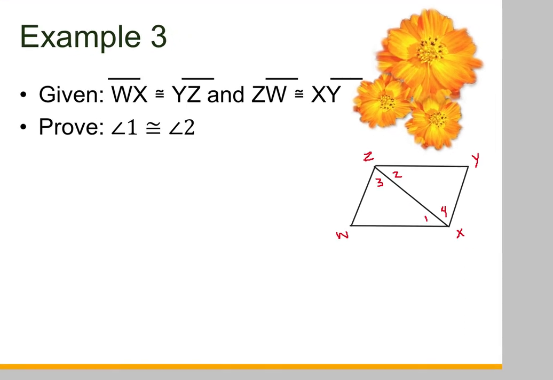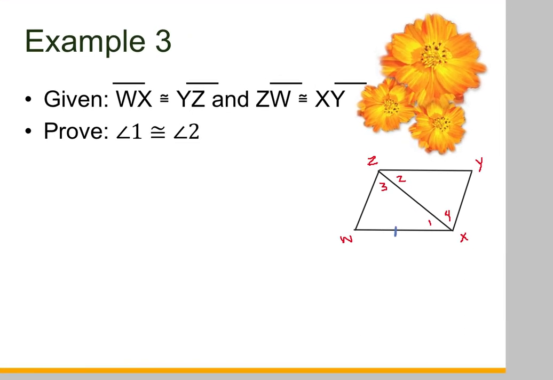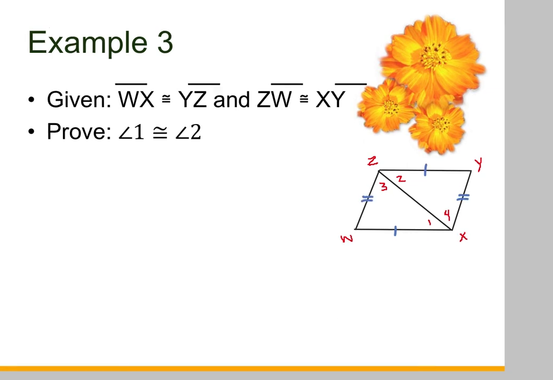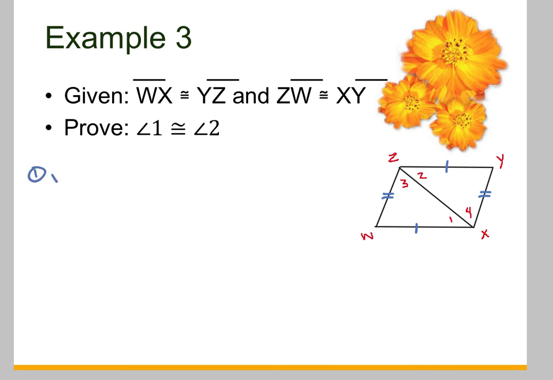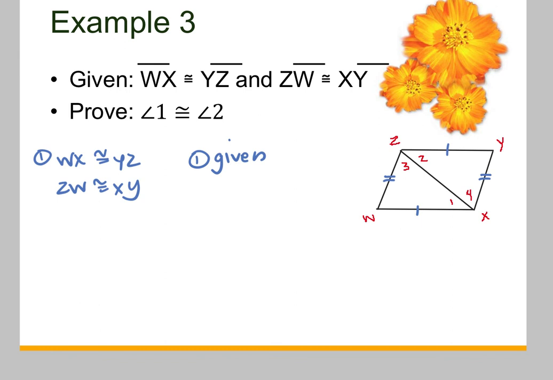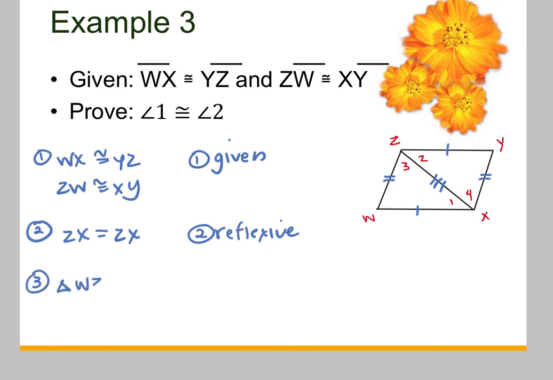All right, so what's given to you is WX is congruent to YZ, and ZW is congruent to XY. So that's my given information. WX, YZ, ZW, XY. What else have you got? I put that ZX equals ZX and that's reflexive. Good. So is there enough information to prove the triangles are congruent? Correct. And it's side, side, side. Good.